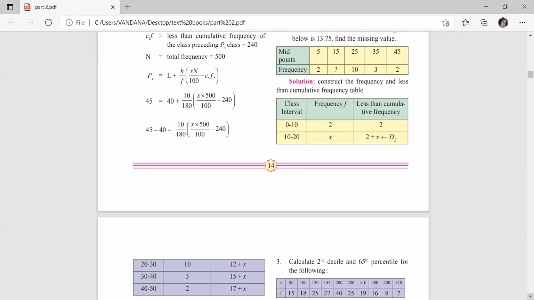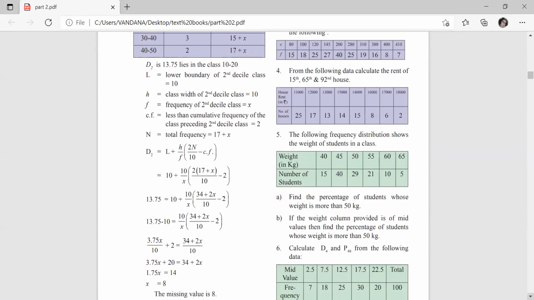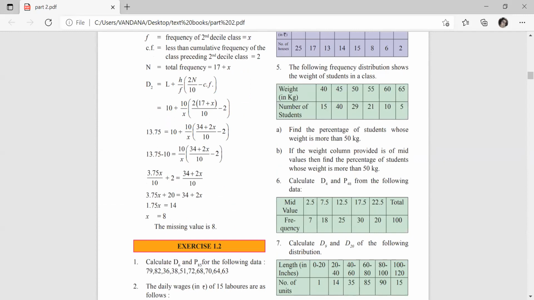Here they have given you the mid values. They have not given you the classes. They've given the mid values and they have asked you to find out D4. So the mid values are 2.5, 7.5, 12.5, 17.5, 22.5, 27.5. These are the mid values.